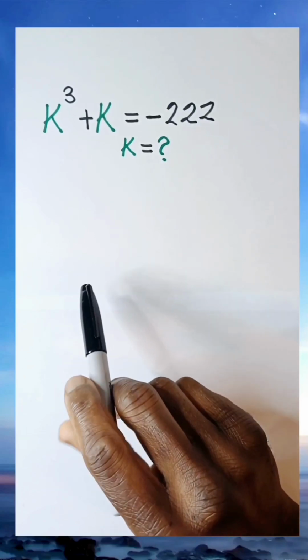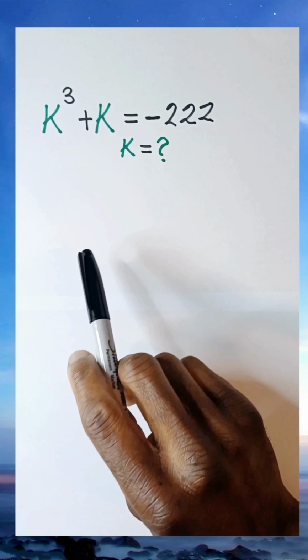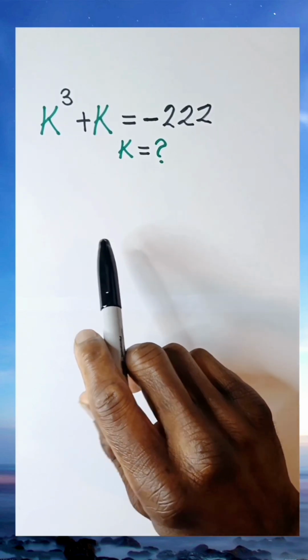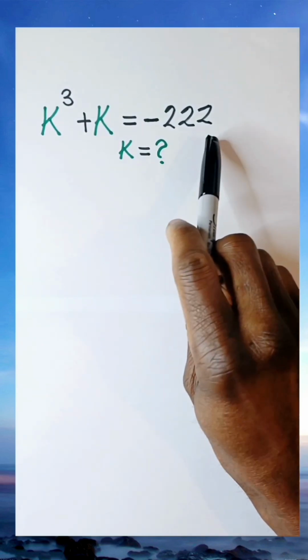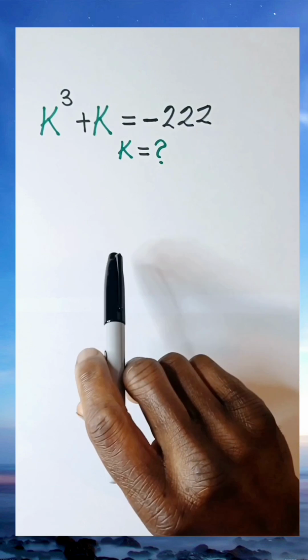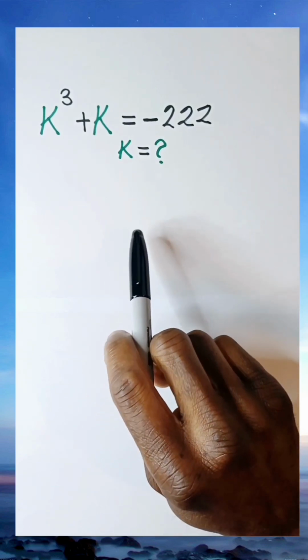Welcome to another video. We have a Harvard University entrance examination question before us. We have k cubed plus k is equal to minus 222. K is equal to what? Let's go ahead and find the values of k.